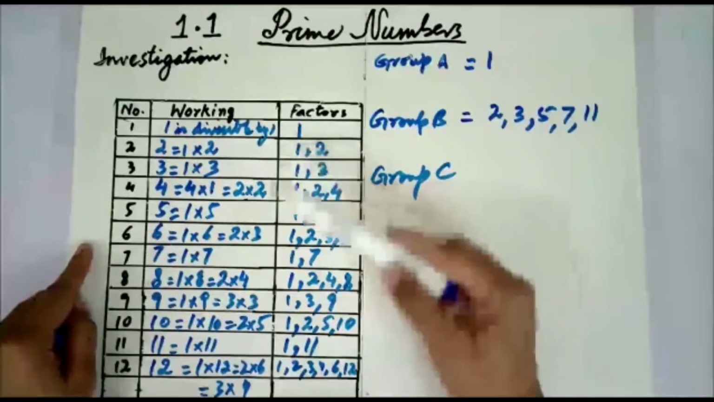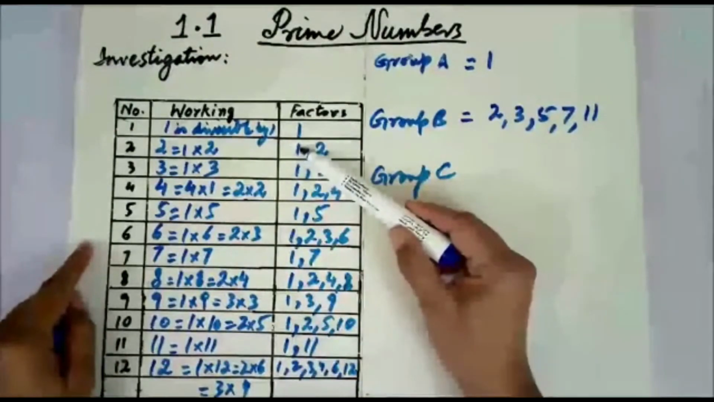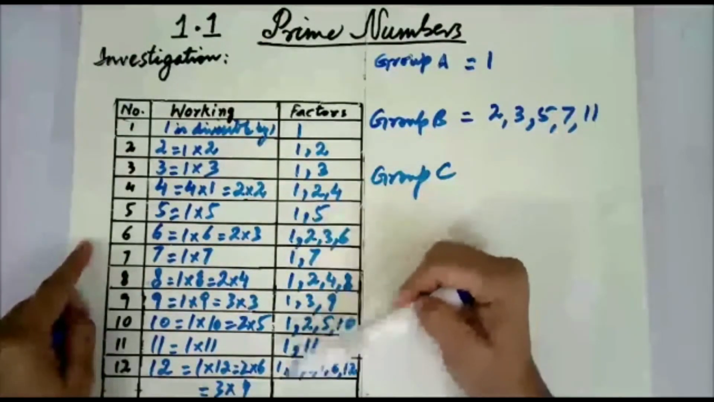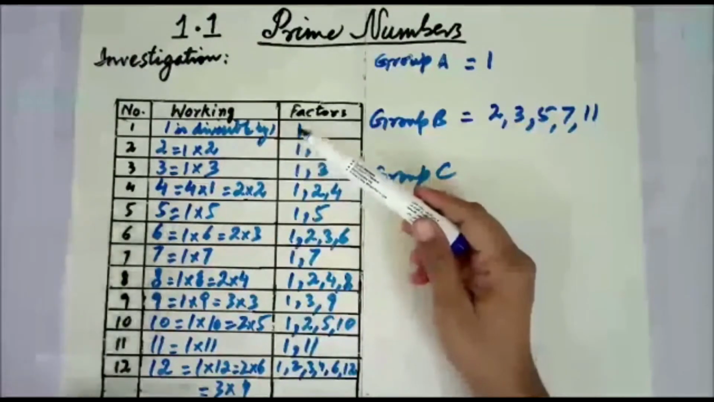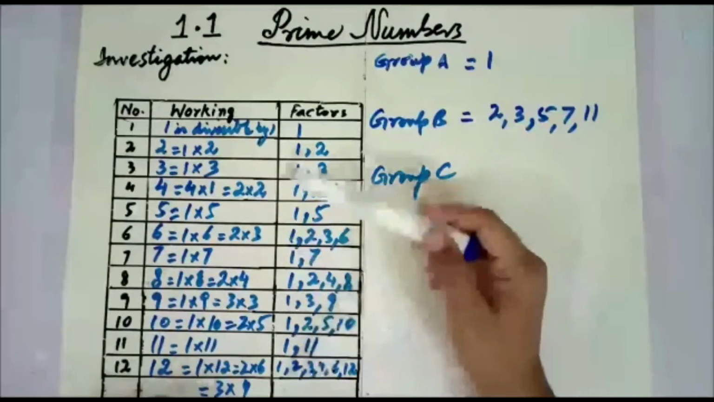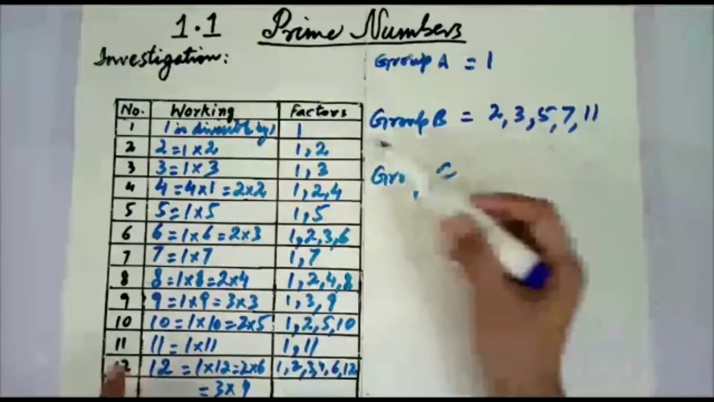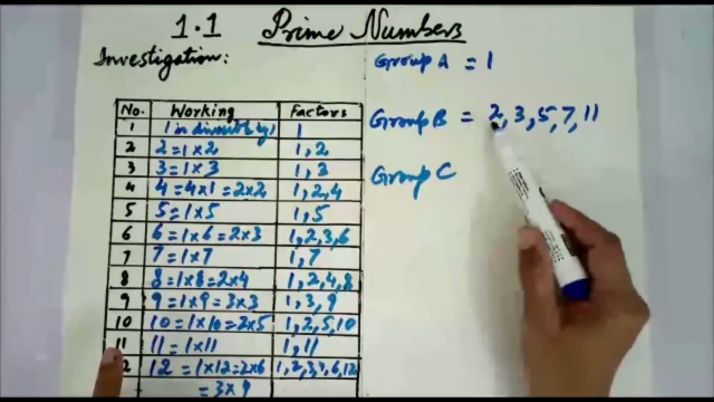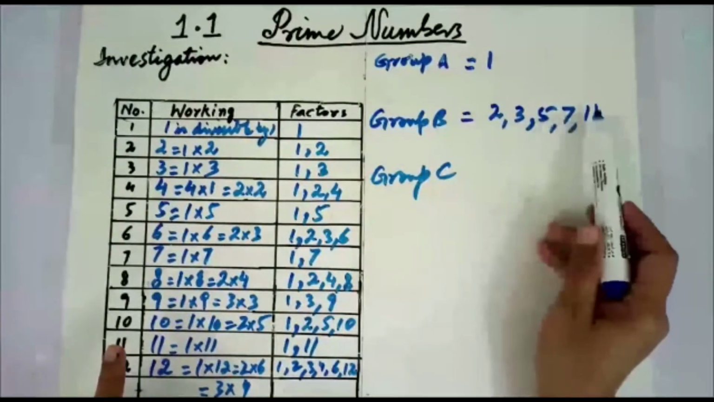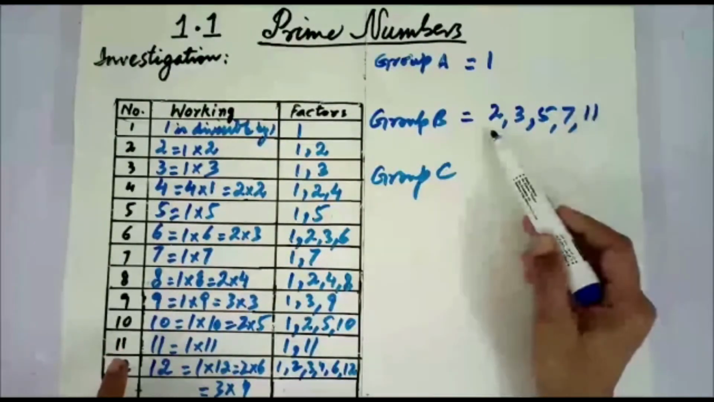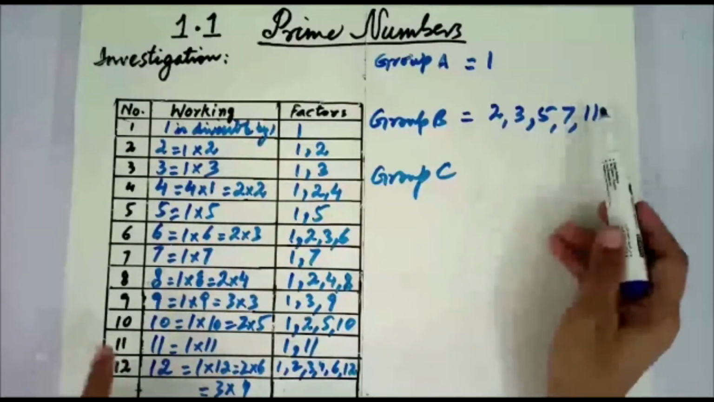And what is common in them? You can see that 1 is common in all of them. In fact, if you look at all the factors from 1 to 12, 1 is a common number. So you will say that 1 and the number itself, there would be 2 factors. These numbers 2, 3, 5, 7 and 11 have exactly 2 factors, 1 and the number itself.